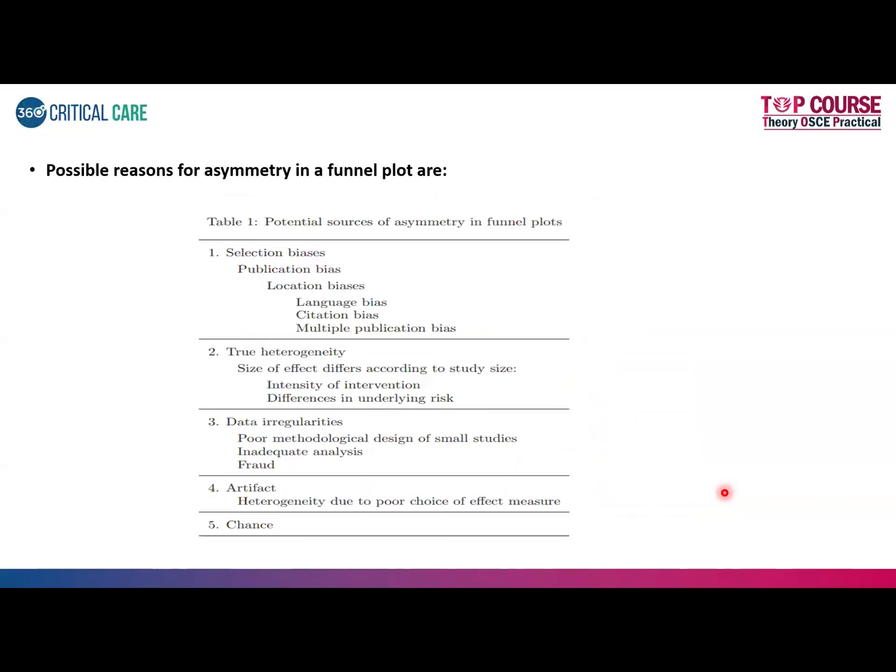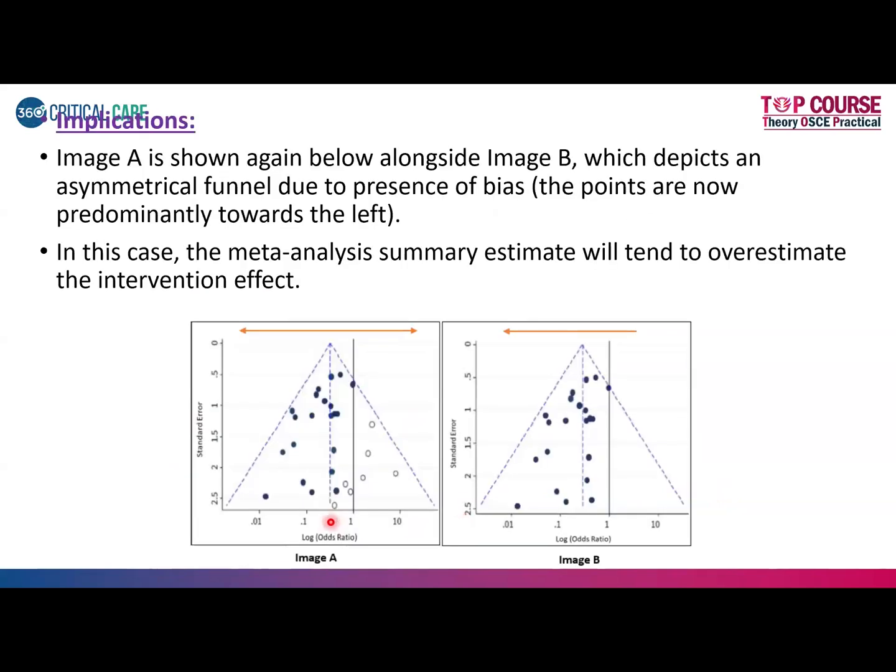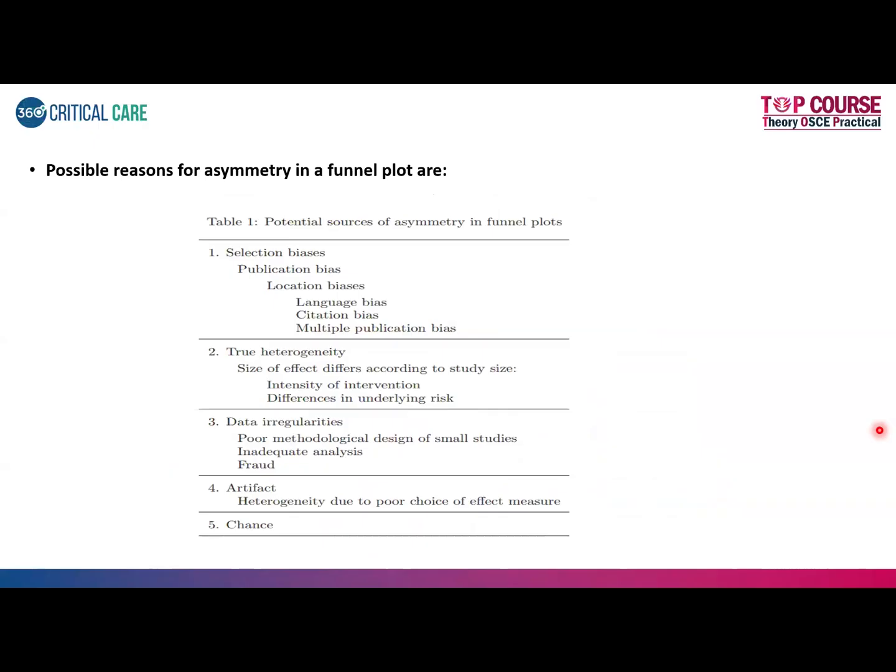The reasons for asymmetry in a funnel plot could be biases such as publication and location bias, or true heterogeneity, where the size of the effect differs according to study size, intensity of the intervention and differences in the underlying risk. There could be data irregularities, some fraud, or artifactual heterogeneity due to poor choice of the effect measure, meaning you have to choose a proper effect measure, odds ratio, risk ratio, whatever. It could sometimes be because of chance as well, which cannot be helped.